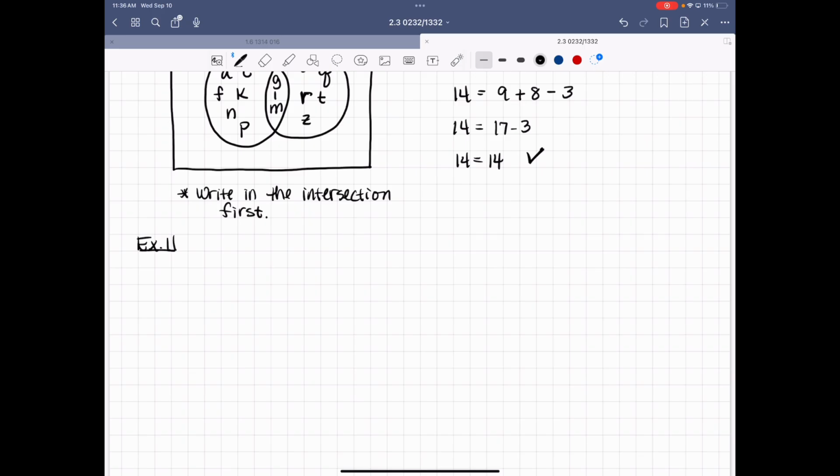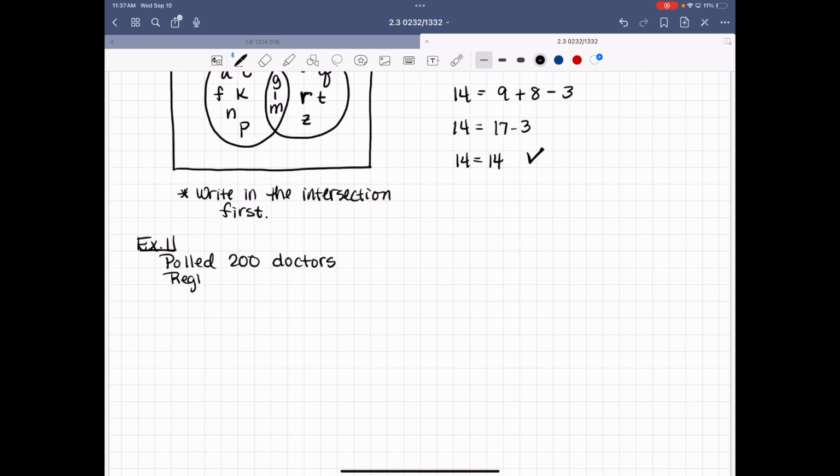Okay, example 11, last one on here. I'm gonna chop it up because it's a long word problem. They polled 200 doctors. Out of those 200 doctors, they found 112 had registered nurses in their office, okay?